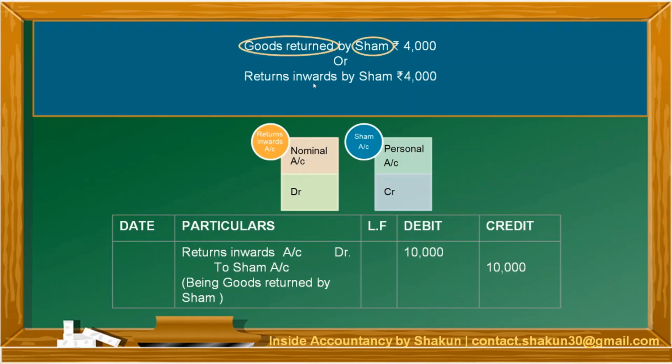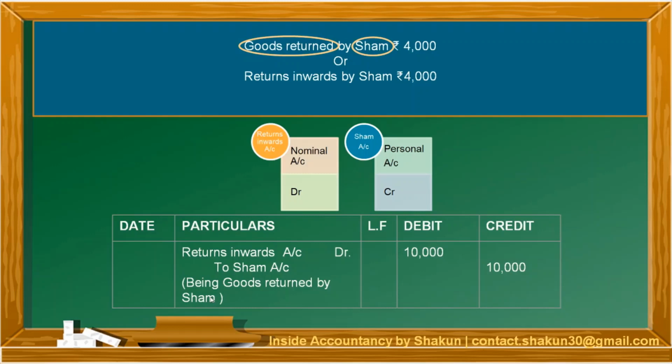The accounts to be identified are goods returned, that is return inwards, and Shyam. Shyam is a personal account. Debit the receiver, credit the giver. Goods are returned by Shyam, he is the giver, therefore CR. And return inwards is a nominal account, it's an expense, therefore DR. Why expense? Because the goods are returned back to us. So that is why it is considered as an expense. Therefore, the entry is return inwards, or instead of return inwards, you can also write sales return account DR to Shyam account, being the goods returned by Shyam.